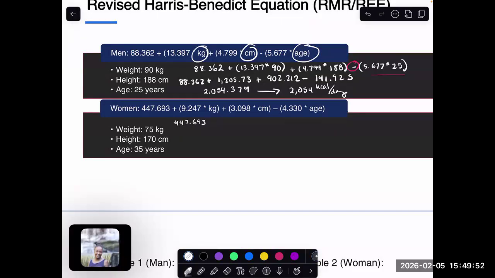447.693. Monitor your numbers. And like I said before, I'm going to circle where I would be tripped up easily. So 447.693 plus 9.247 times 75, slightly smaller than the guy, 3.098 times 170 centimeters minus 4.330 times 35.